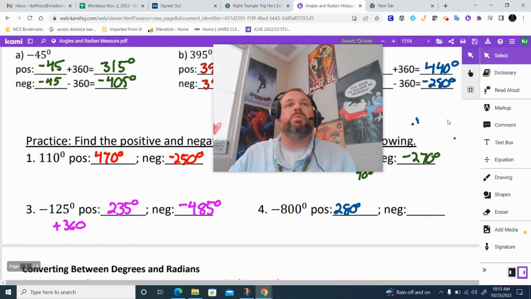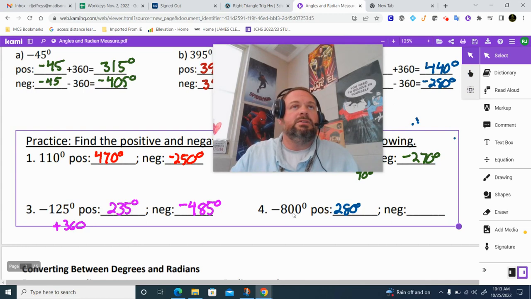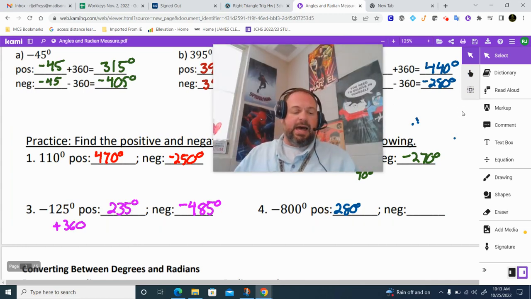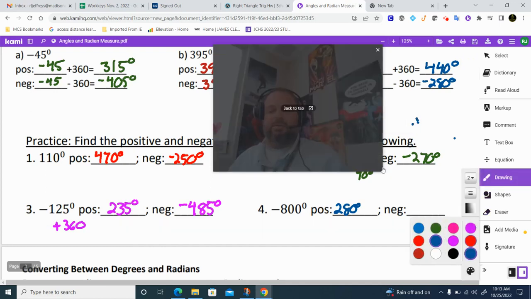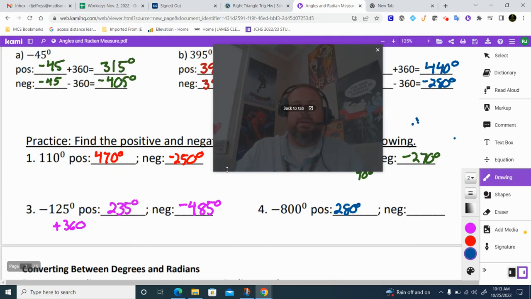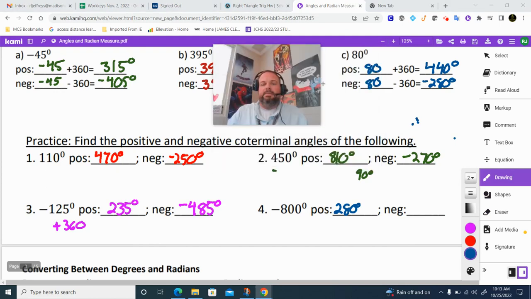Because that's what I said to do when the thing is over 360. Now, I could also use any of these negative things right here. There are multiple answers. I could do the negative 440. I could do the negative 80 degrees. I could also do, if I took negative 800 and subtracted 360, I could get negative 1160 degrees.